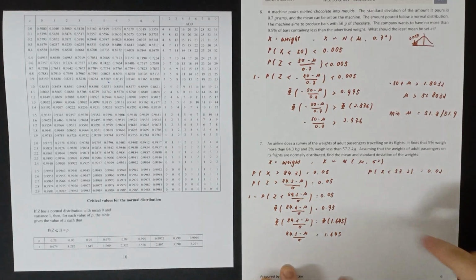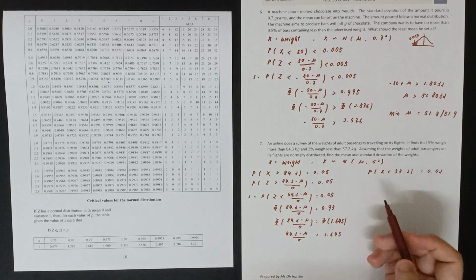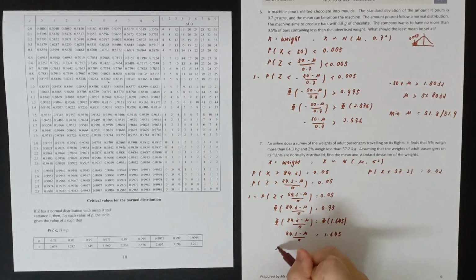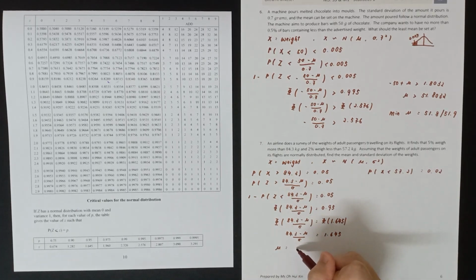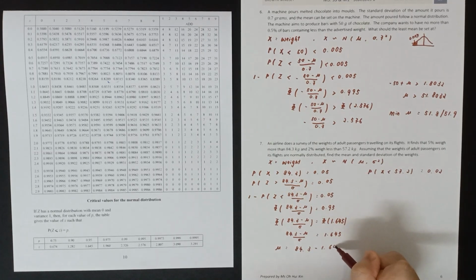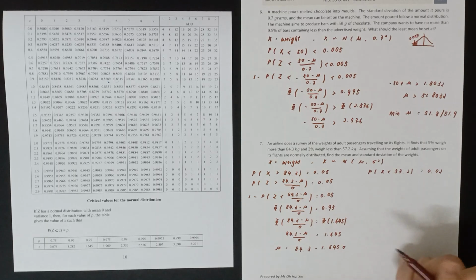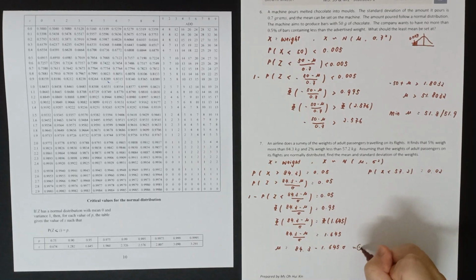Okay, I think after that I'm going to move this higher a bit. I'm scared I do not have enough space. Okay, then after that you are going to arrange this. So I will have mu equals to this one multiplied, and I try to rearrange everything, then I'll be able to get 84.3 minus 1.645 sigma. Okay, which this will become my first equation.